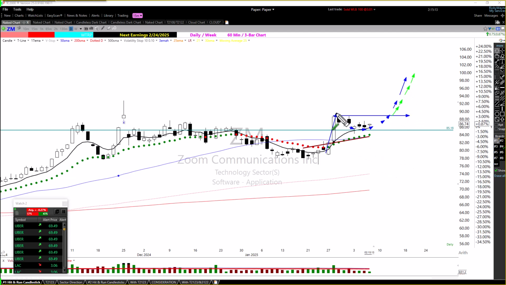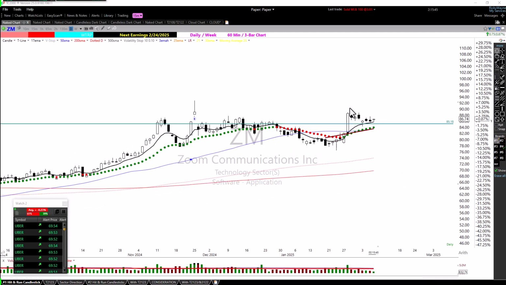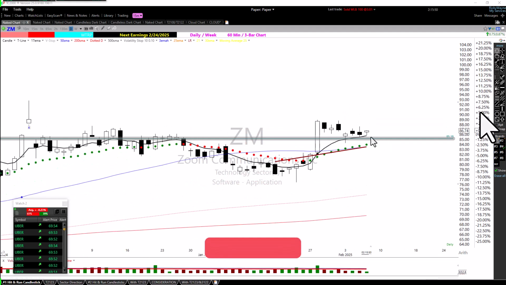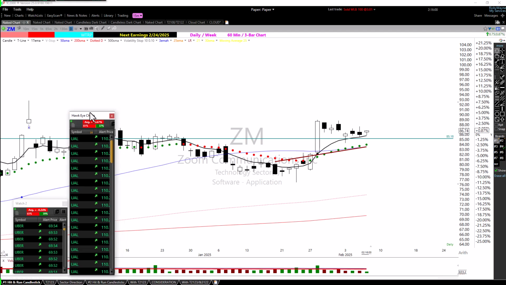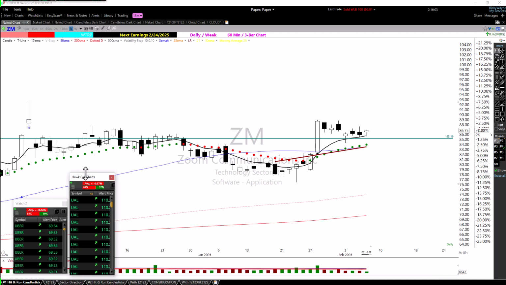But a flag, a 1, 2, 3 pattern, an ABC pattern, a thunderbolt, all it is is power and rest, power and rest. And then what I'm looking for are the buyers to step in. Now that's one reason why I love the scanner. Okay, and I have to show this because this is so integrated in my trading.